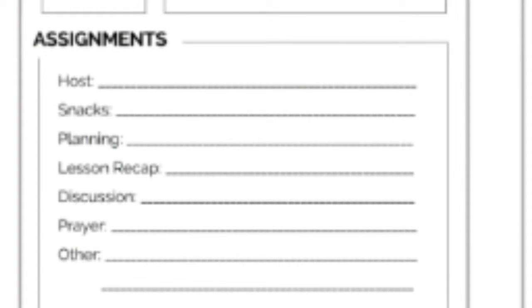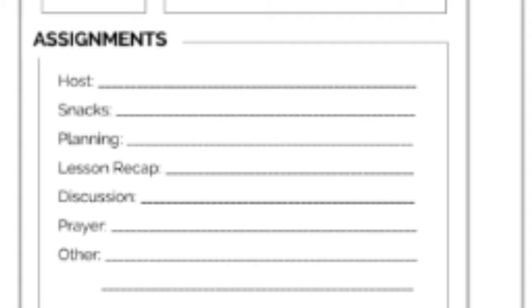First of all is the host. Where will the group meet that week? And you can share leadership by not meeting in the group leader's home. Allow someone else to host. It doesn't have to be the same person every week. Snacks, who's going to bring refreshments? Planning. Is there a discussion that your group needs to have to plan for the next social or invitational event? Who's going to lead that discussion?